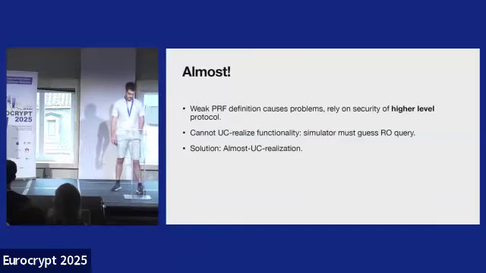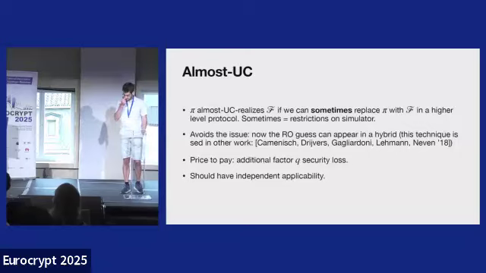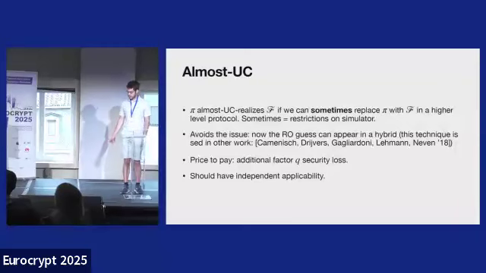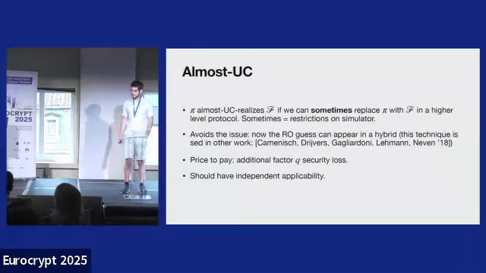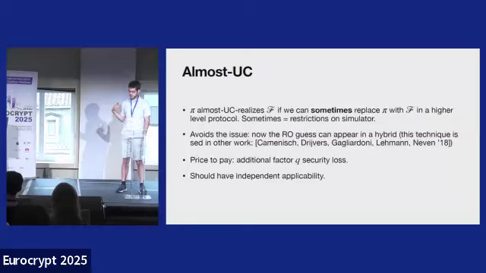So our solution to this is to relax the notion of UC realization, and we introduce a notion of almost UC realizing a functionality. Also, there's a typo here. I think this should say sometimes replace f with pi, not pi with f, okay? So what happens in almost UC? What we say is pi almost UC realizes f if you can sometimes replace this ideal functionality f with the protocol pi in a higher level protocol. And the sometimes is kind of technical, so I won't get into it here, but basically this is a restriction on the higher level simulator.